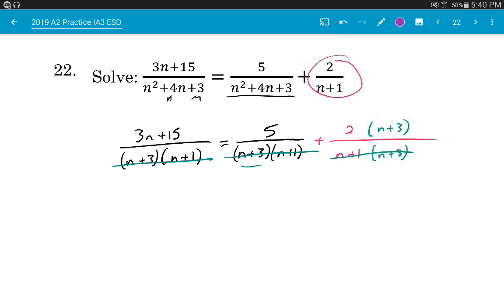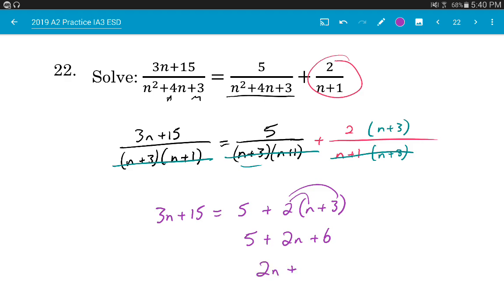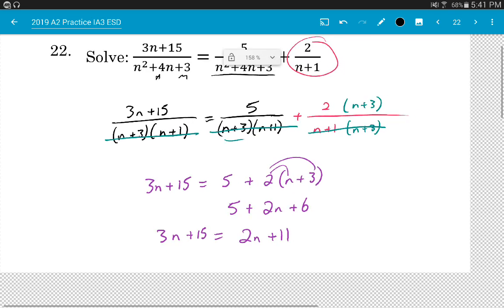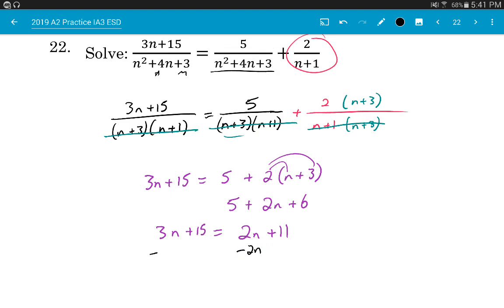My new equation without all these denominators is just going to be 3n plus 15 equals 5 plus 2 times n plus 3. I just need to solve for n now. I'll distribute the 2. It gets me 2n plus 6. 5 and 6 are like terms, so 5 and 6 make 11. So this is going to become 2n plus 11, still equal to 3n plus 15. I want to get n all by itself. So what I'm going to do is minus 2n here. And that way my n's are gone here.